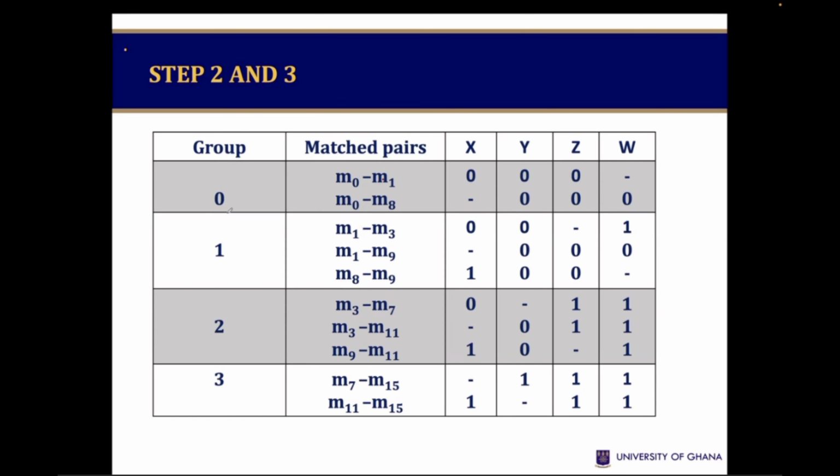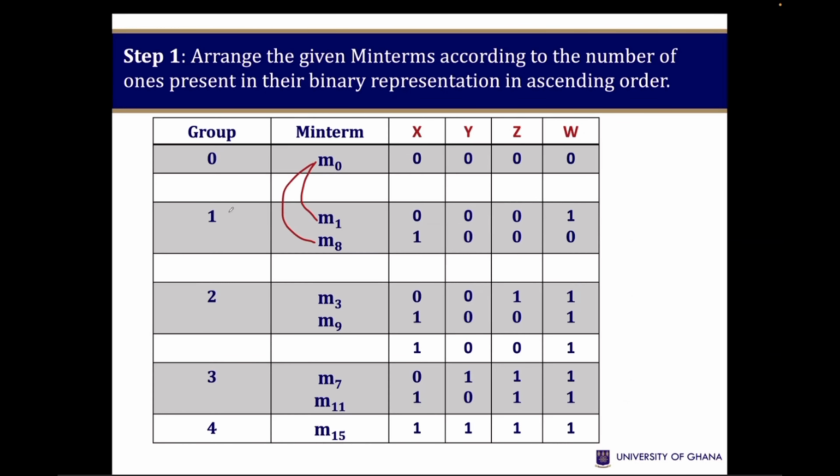So we call that group 0. This is done. Now we compare group 1 with group 2. This is the way we'll be doing it. So group 0 with group 1, group 1 with group 2, group 2 with group 3, group 3 with group 4. Right. Good. So that is okay. So now let's take a look at group 1 and group 2.